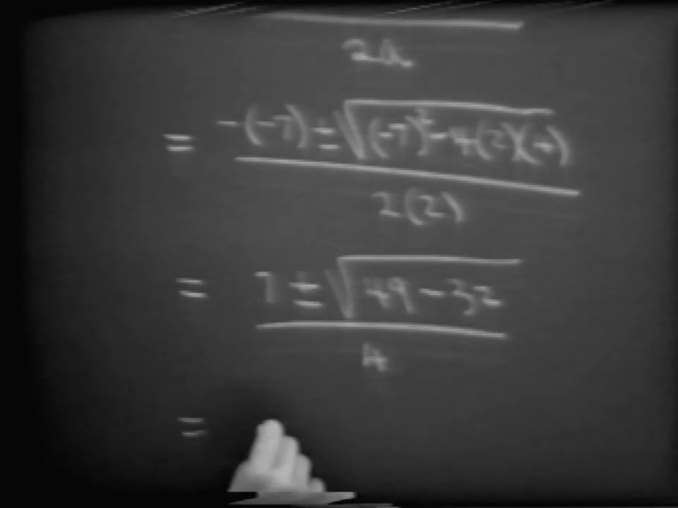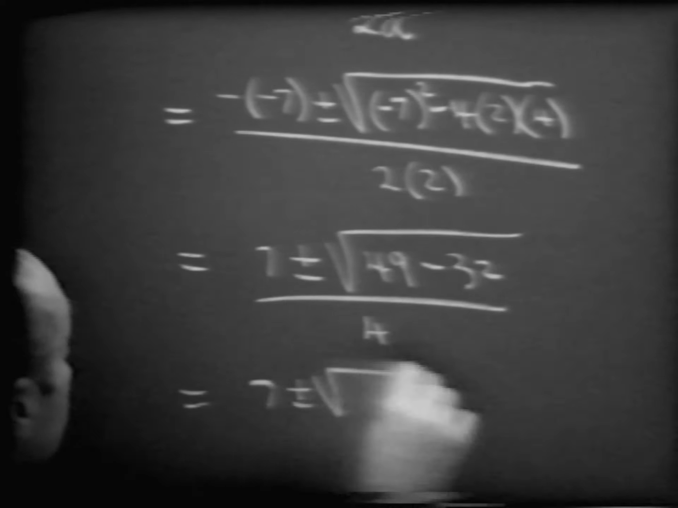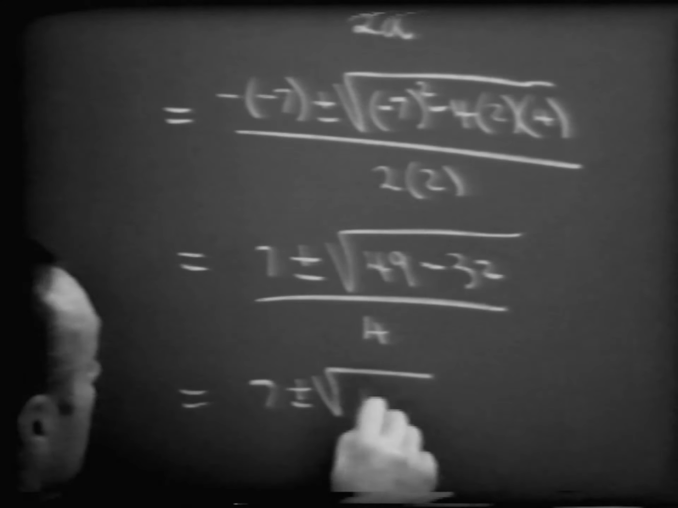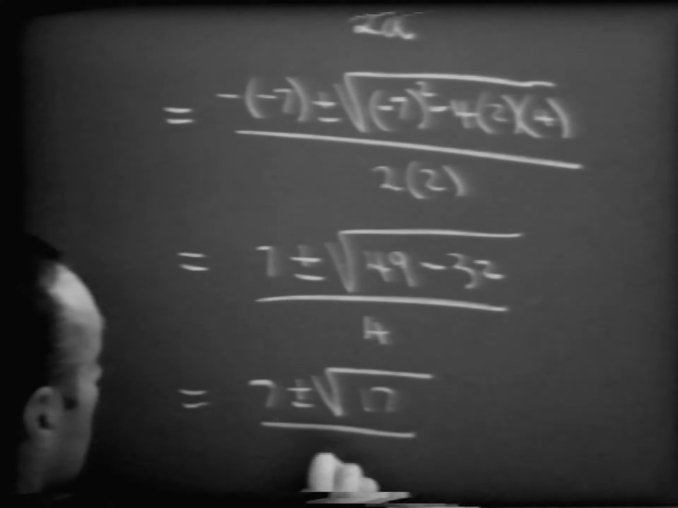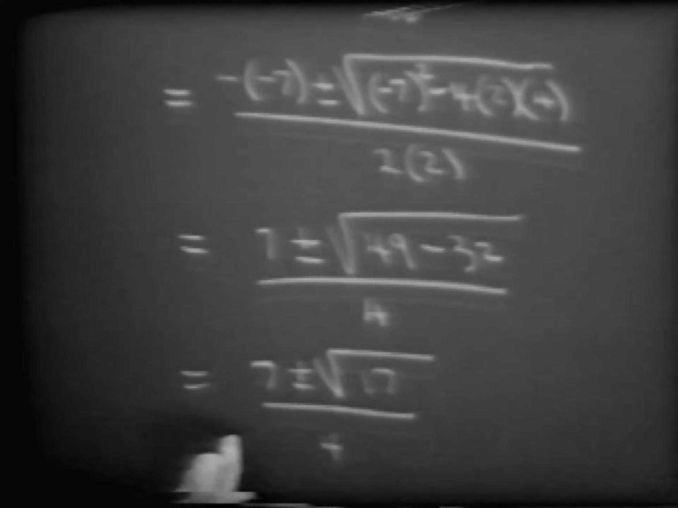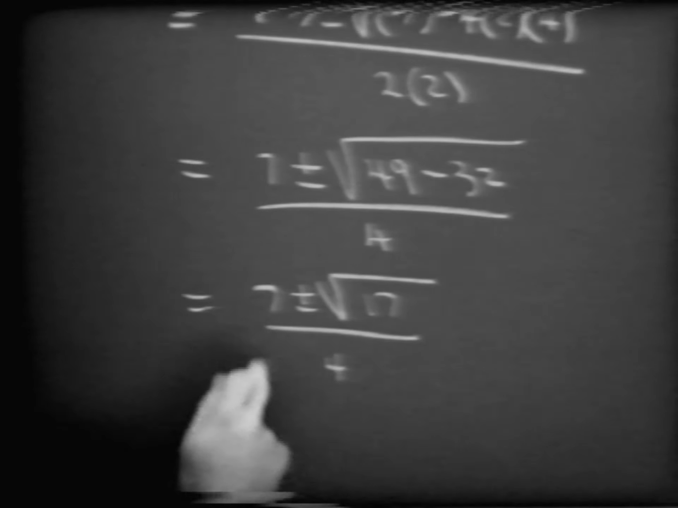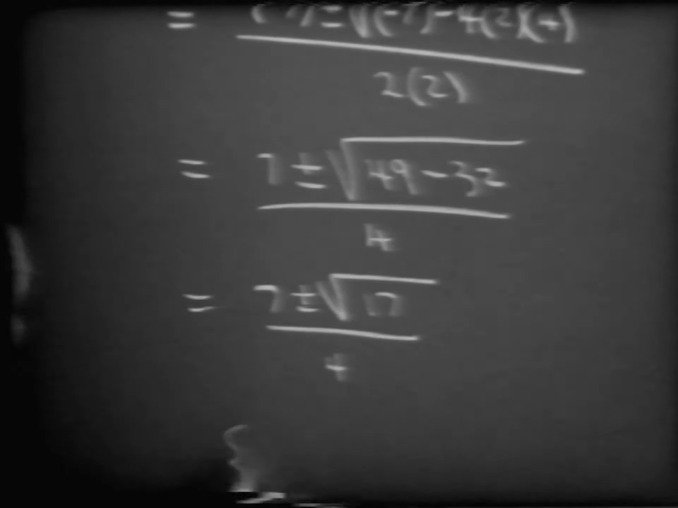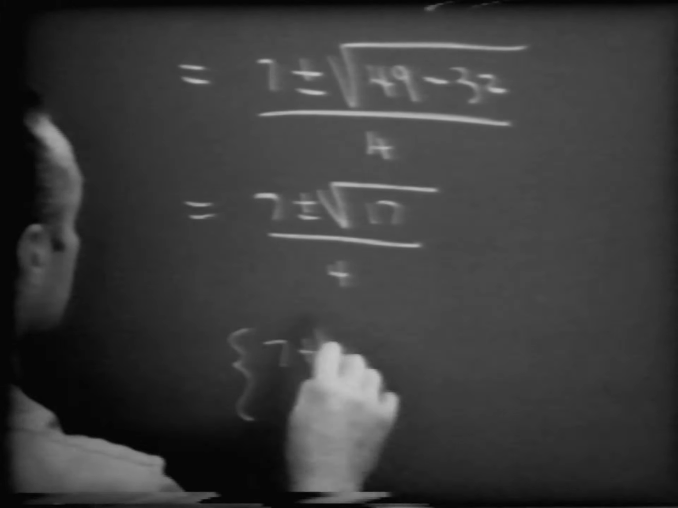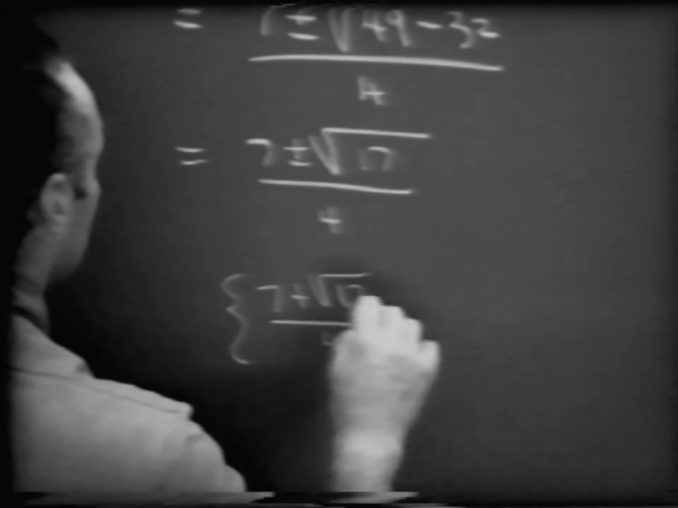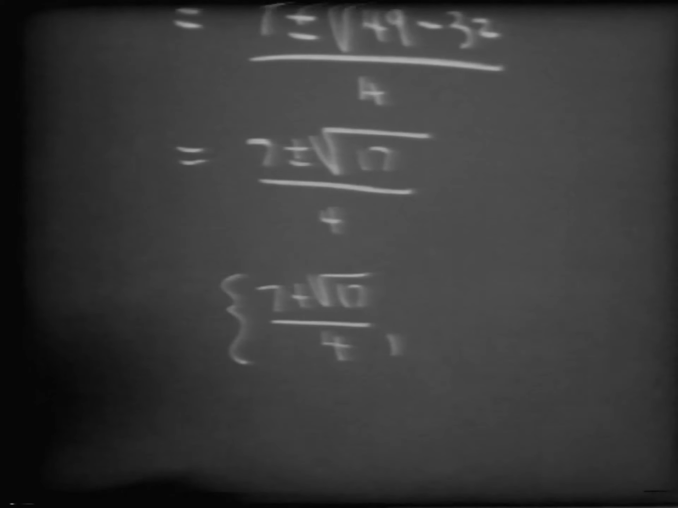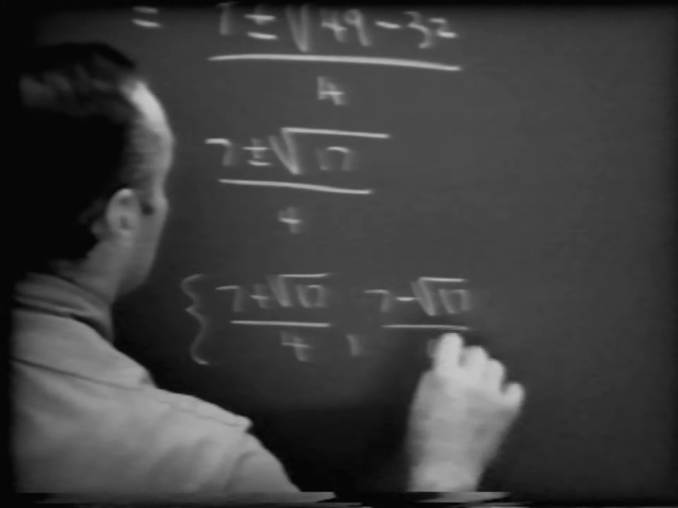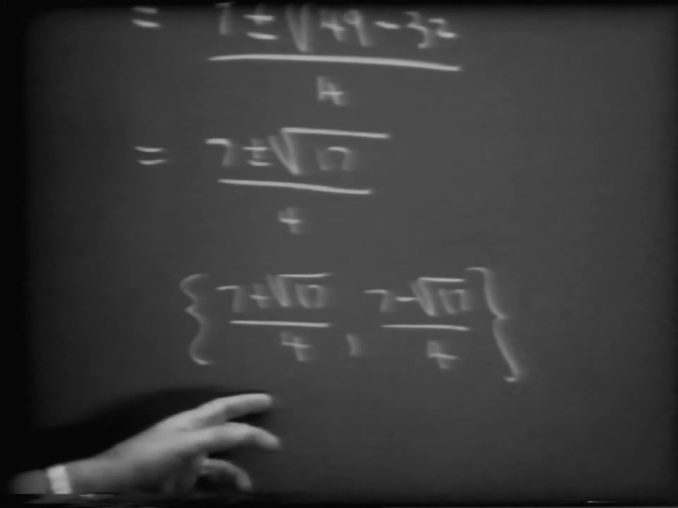So this then is equal to 7 plus or minus the square root of 49 minus 32 is 17, all over 4. And in fact, this is our conclusion. Our roots are 7 plus root 17 over 4. All right, in fact, let's write it as a solution set of 7 plus the square root of 17 over 4, comma, and what then is the other root? And 7 minus the square root of 17 all over 4, and there's our solution set.